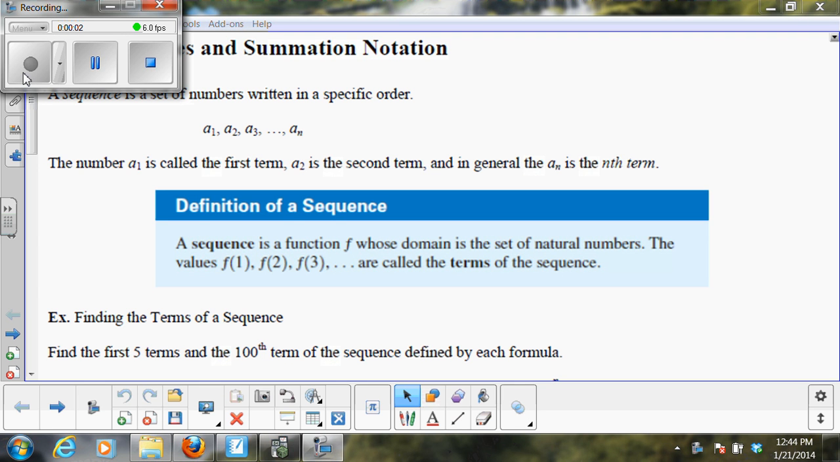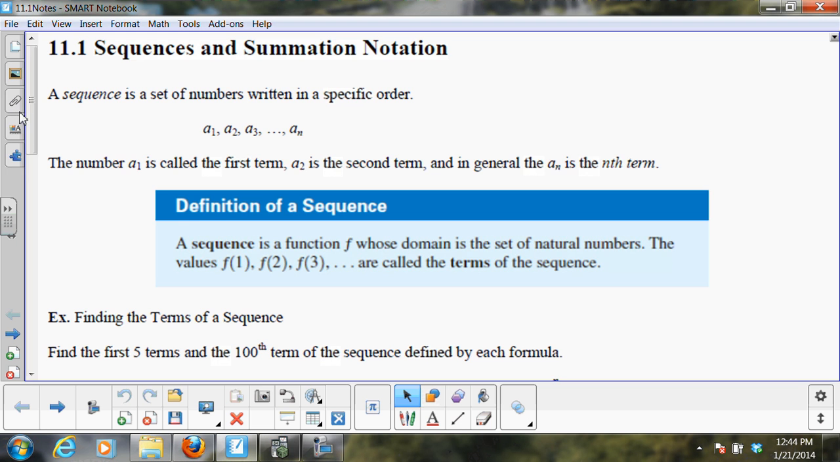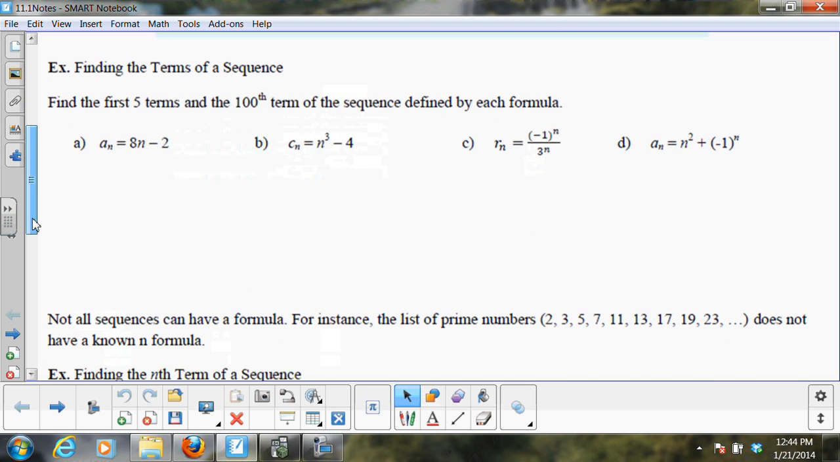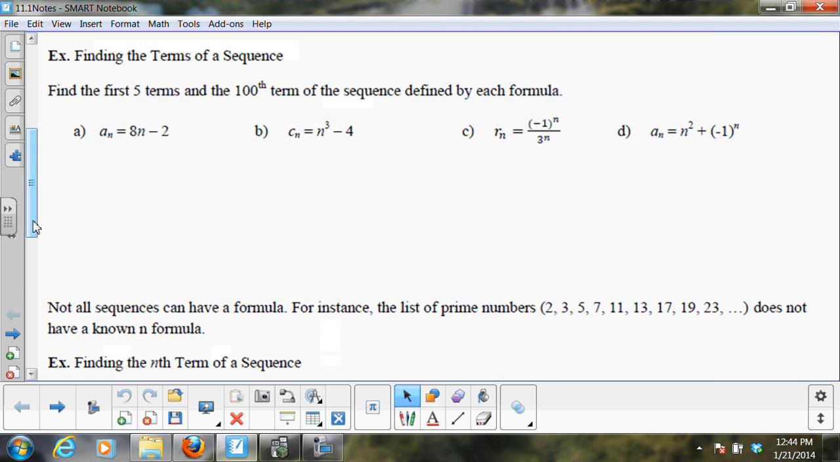This is Chapter 11, Section 1, Sequences and Summation Notation. Hopefully some of this is review. First we have the general description or definition of what a sequence is. It's really a list of numbers. They go sometimes in some sort of order. Sometimes you can't come up with a formula though. Finding the first 5 terms and then the 100th term of the sequence of the formula.